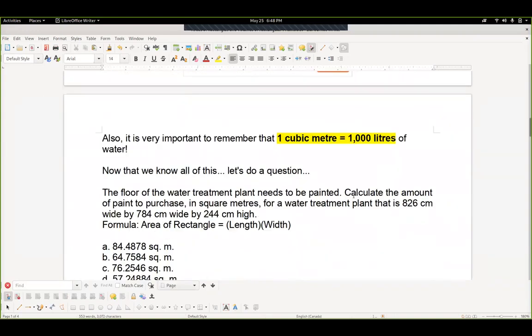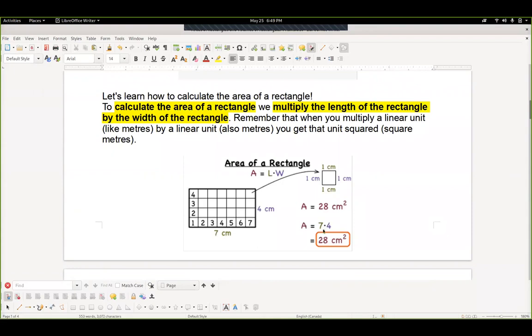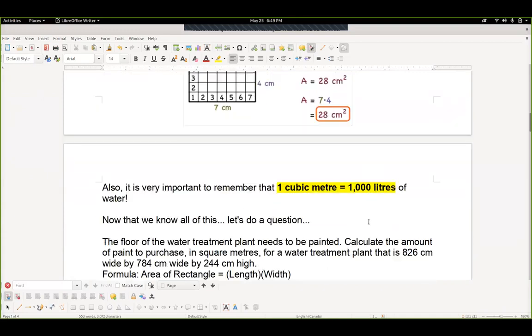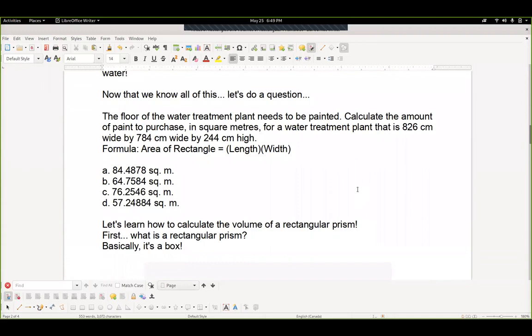Also, it is very important to remember that 1 cubic meter is equal to 1,000 liters of water. And we might also need to remember that 1 liter of water is equal to 1 kilogram. Also, it does not matter what order you multiply in. If we would have multiplied 4 times 7, we would have still got 28 centimeters squared for the area of the rectangle. So now that we know all of this, let's do a question.